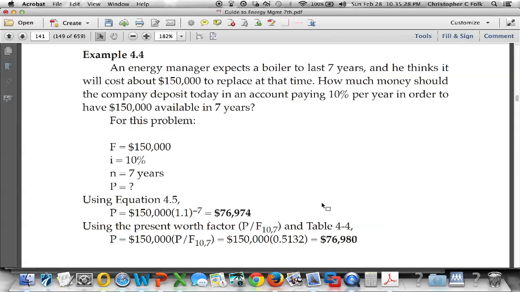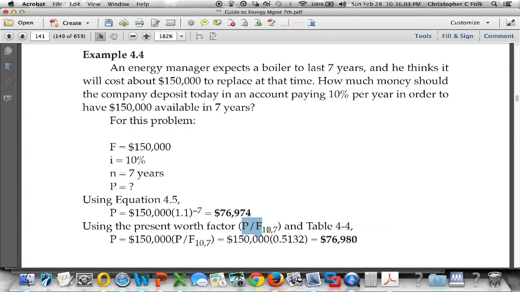So in 7 years, how much money do I need to put away now to be worth $150,000 in 7 years if our MARR is 10%? Okay, so if I know that I'm going to need $150,000 in 7 years, how much do I need to put away now? All right, and so notice the equation that they used here. Notice the P comes before the F, right? So that means find P given F.